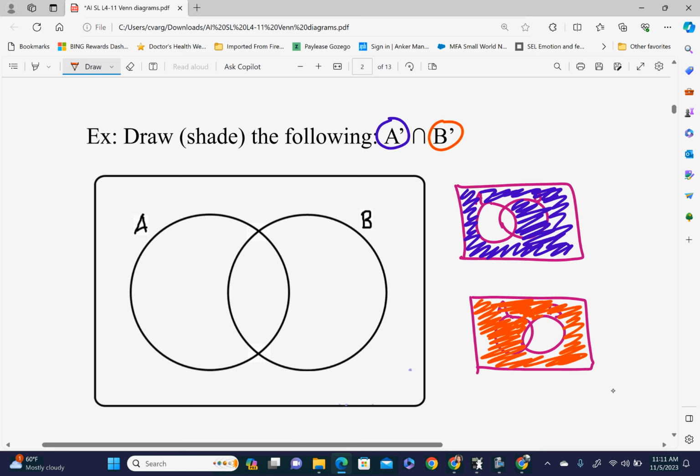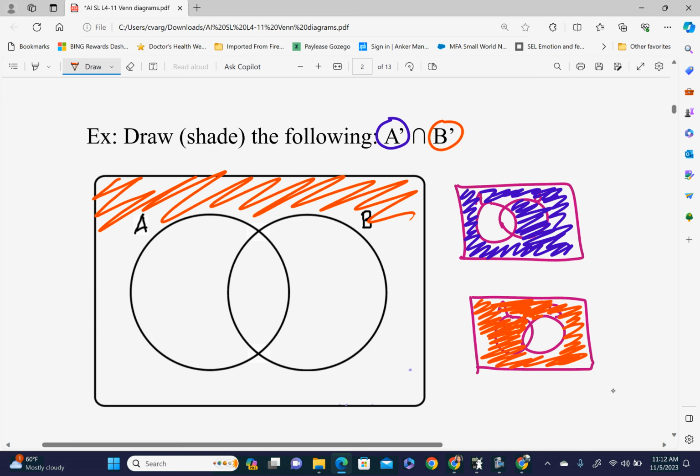Yep, not shading the intersection here, and I'm not shading any of B. So I'm not shading A, the intersection, or B. So what is where not A and not B meet? The only thing I'm shading in both is the outsides. So it would be all of this.